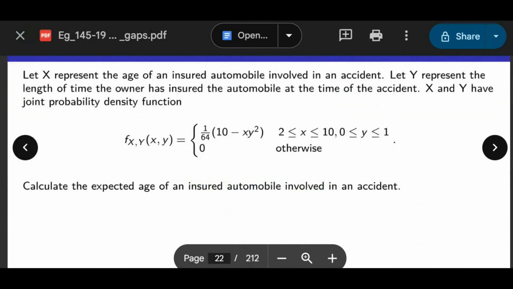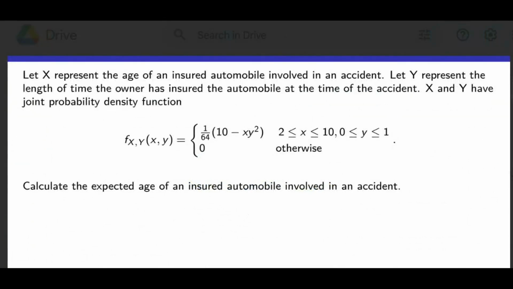So here, X represents the age of an insured car involved in an accident. Let Y represent the length of time the owner has actually insured the vehicle at the time of the accident. Now, again, fortunately, is this a simple region to draw? X is between 2 and 10, and Y is between 0 and 1. Very easy, rectangular. So draw that. Don't worry about this function. It's some like a rug or something, floating on top. We don't care. Draw this function on the XY plane.